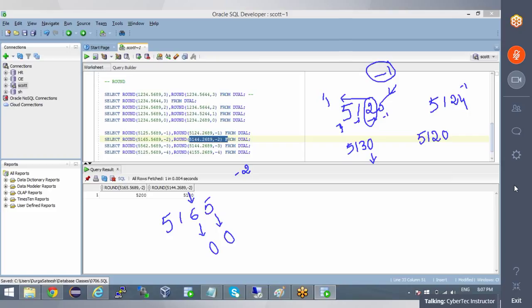Now this value is greater than or equal to 5. So what should I do? I have to increment the preceding value by 1. So 5, 2. Okay, this is how the value is generated.